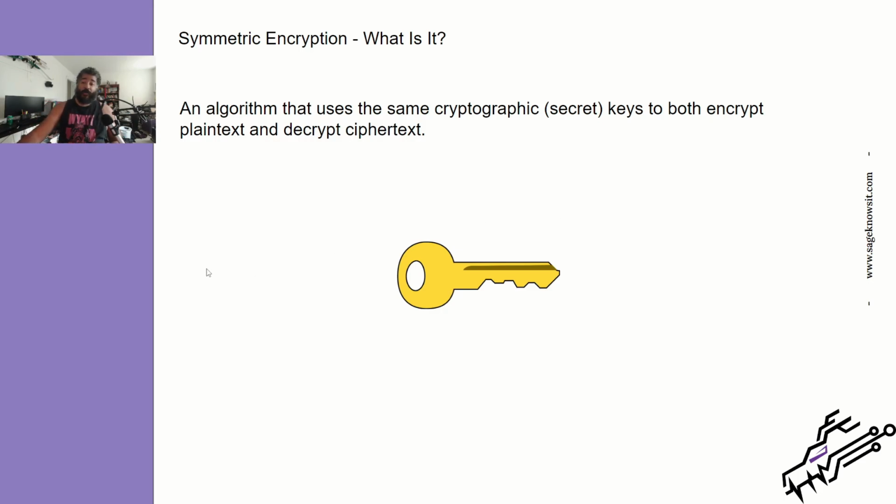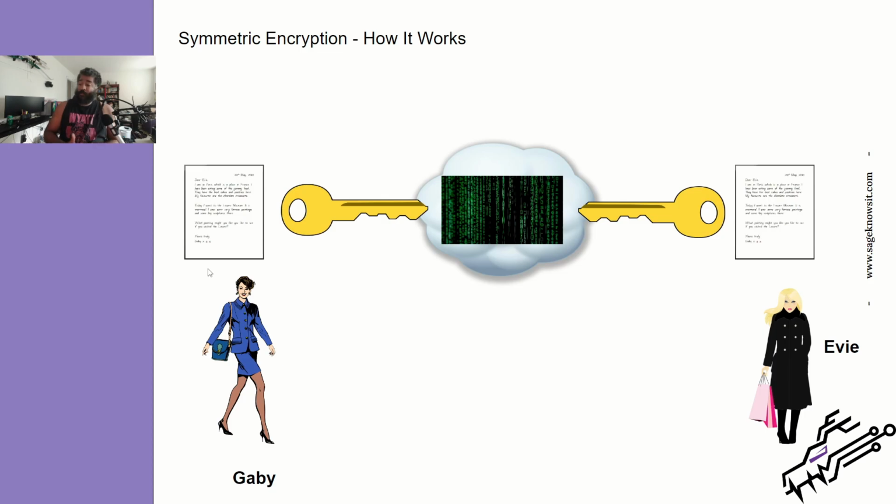But in the real world, let's just say, for instance, that Gabby wanted to send a message over to Evie, and the contents of her message were personal in nature, and she doesn't want anyone to be able to see it. So what Gabby could do is take her key and transform her message from plain text over to ciphertext by turning the key. Once she does that, she can send that through the internet.